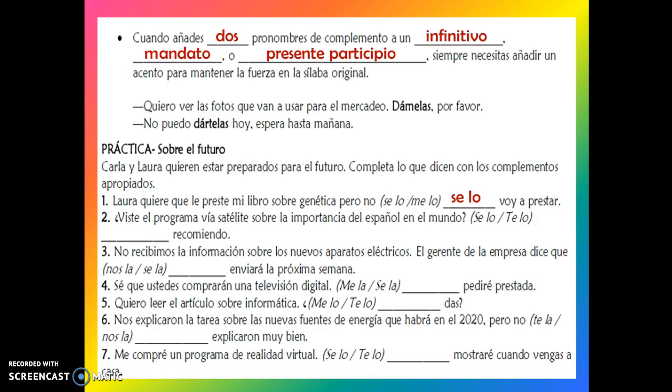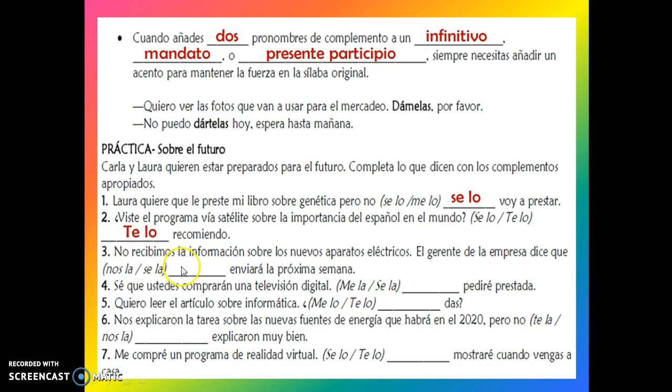2. ¿Viste el programa vía satélite sobre la importancia del español en el mundo? Recomiendo. So I recommend it. Who would I recommend it to? Probably the person I'm talking to, which would be you. So I would say, te lo recomiendo. I recommend it to you. What's the it? It's the programa.